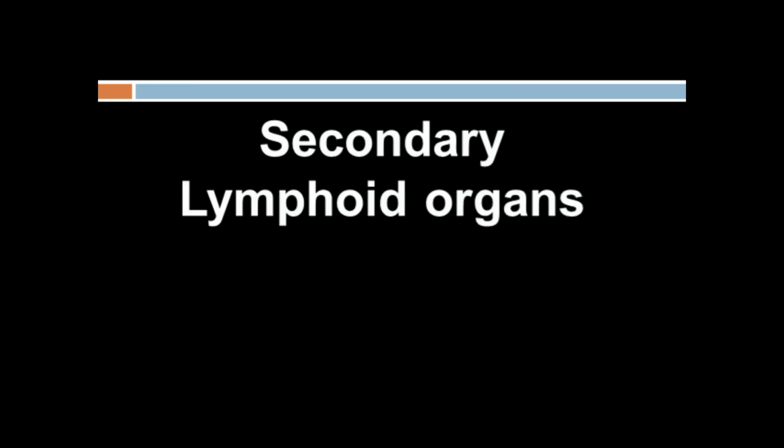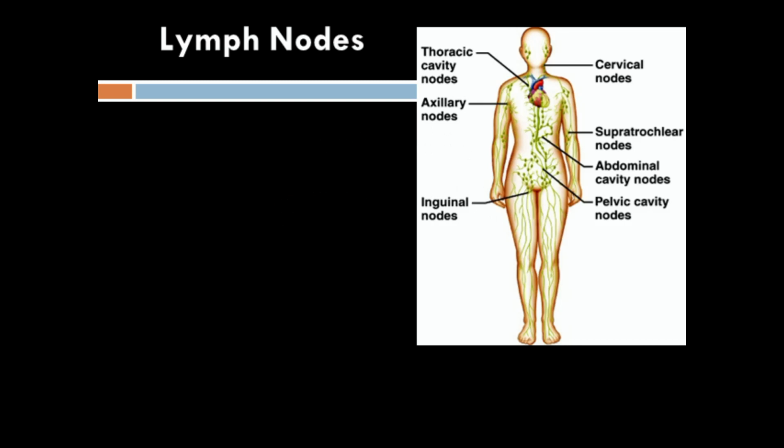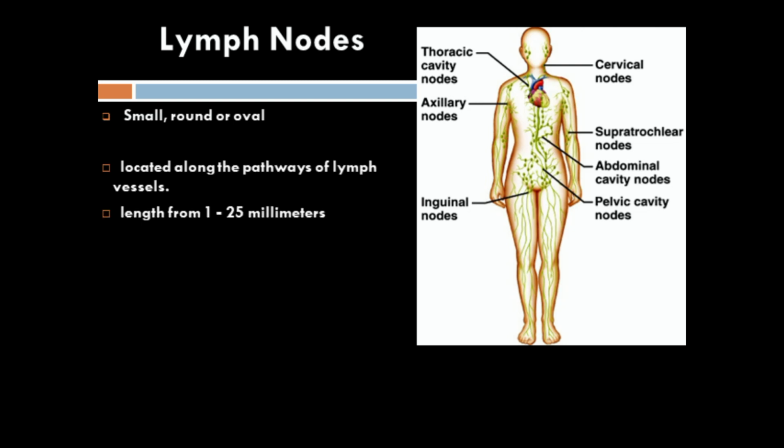And then we will see about the secondary lymphoid organs. We have seen the lymph node, right. The lymph node is a small, round or oval-shaped organ located along the pathway of the lymph vessels.